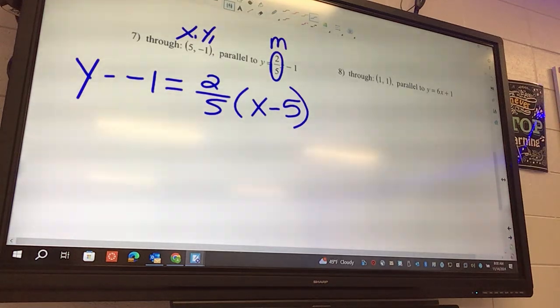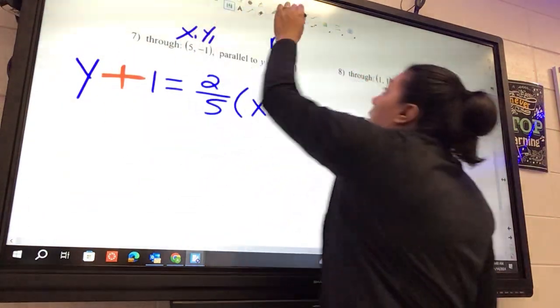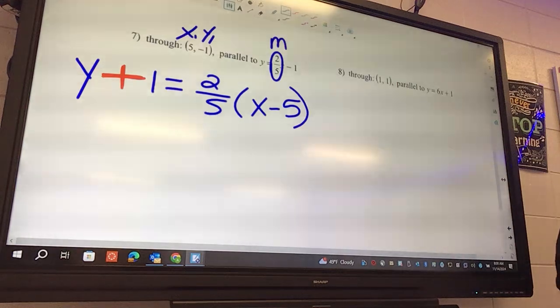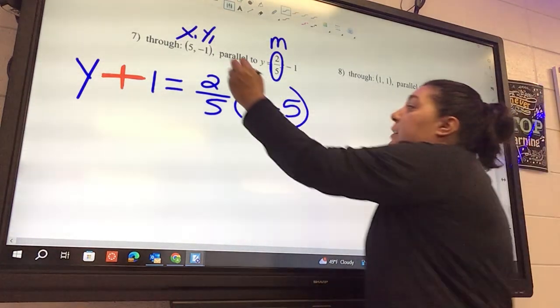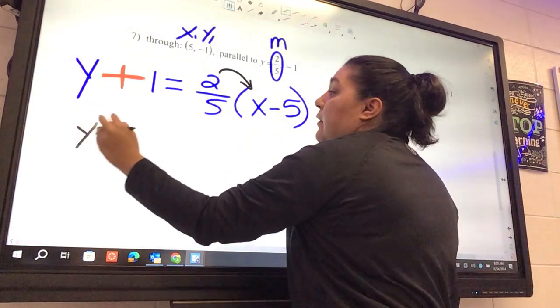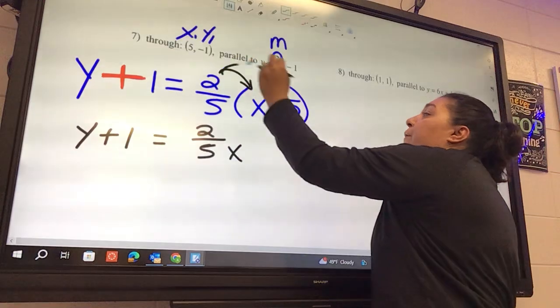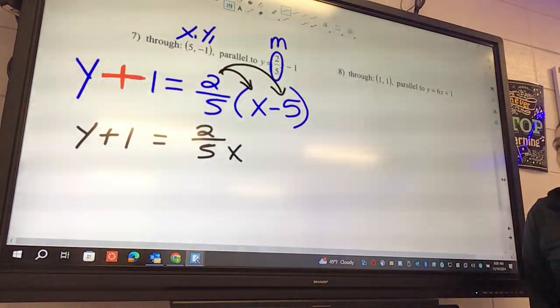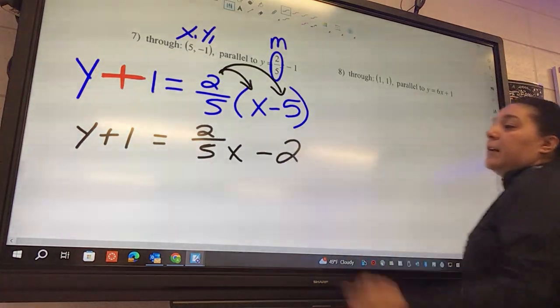Okay, do we have any minuses? Yeah, so change that first. Okay, and then what's our next step? Distribute. Okay, so 2 over 5 times x. It's going to be 2 over 5x. 2 over 5 times -5. Oh, wait, -2? Okay.